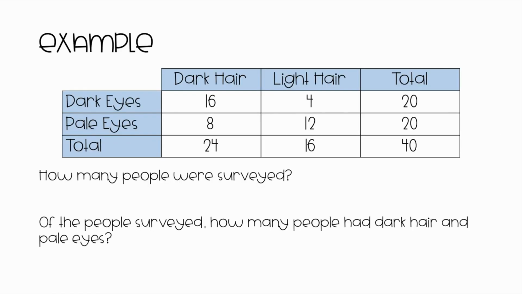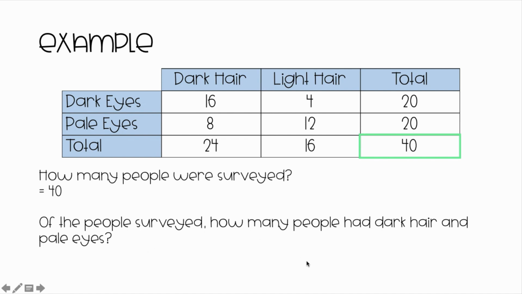Let's do some examples together. We have a survey here of people who have either dark hair or light hair, and dark eyes or pale eyes. The first thing we're going to say is how many people were surveyed. The total number of people surveyed is this number down here, because this is the total number of people who have dark hair plus the total number of people with light hair. Each person is going to have either dark hair and dark eyes or dark hair and pale eyes. So in this case, 40 people were surveyed.